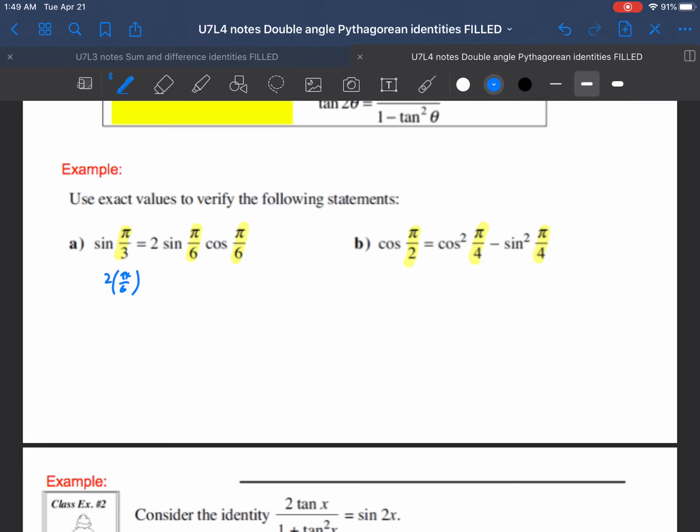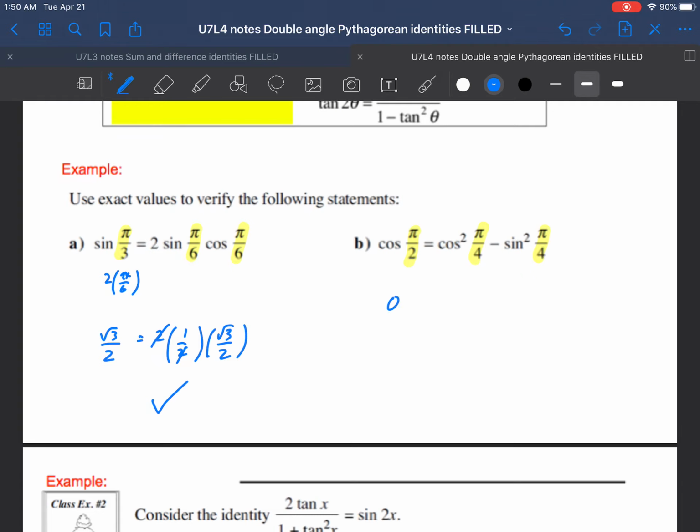So let's show that they work. Sine pi over 3, that is root 3 over 2, and hopefully that's equal to 2 times the sine of pi over 6. Well, that's a half, and the cosine of pi over 6 is root 3 over 2. So these drop, and check, it works.